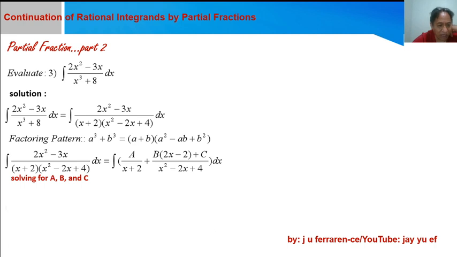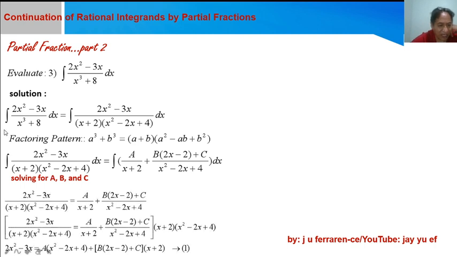Okay, in solving for a, b, c, I copy my fraction here, which is equal to the new fraction being provided in a partial or in a simpler form. So we have a over x plus 2, then we have plus a fraction with a denominator of x squared minus 2x plus 4, then b times the 2x minus 2 plus c.